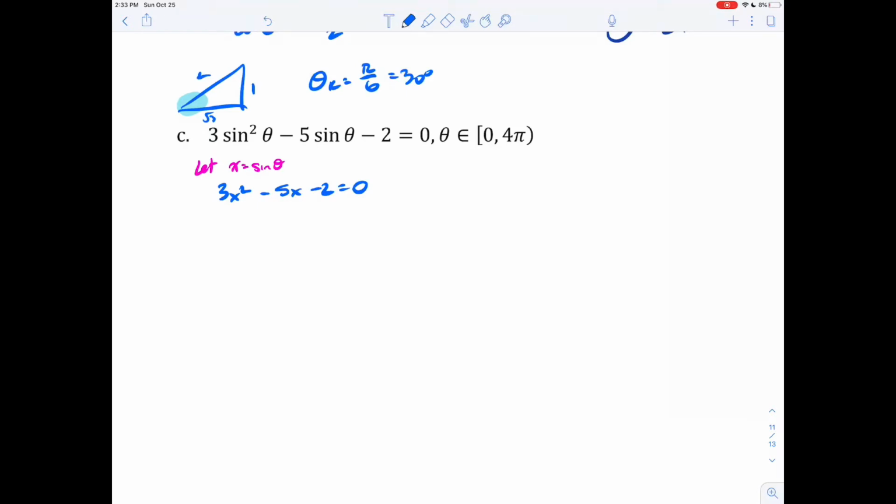So you're going to have to factor this. There's going to be 3x and x and I don't know what. Minus 2 plus 1. Wicked cool. Which means that x is negative 1/3 or x is 2.